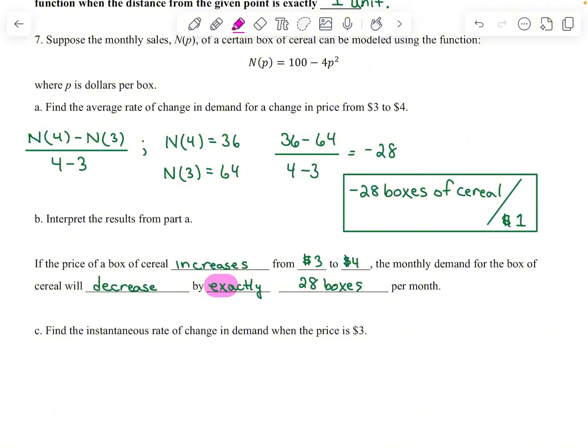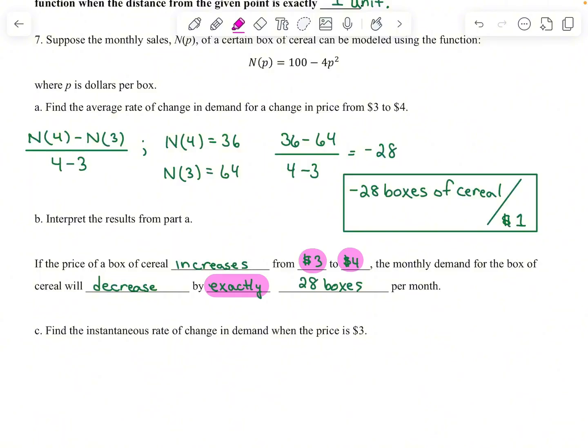Now, the reason why I use the word exactly 28 boxes and not approximately is because the span from 3 to 4 is exactly 1. And when dealing with average rate of change, if the span of the interval is exactly 1, then the change in the function is an exact change.